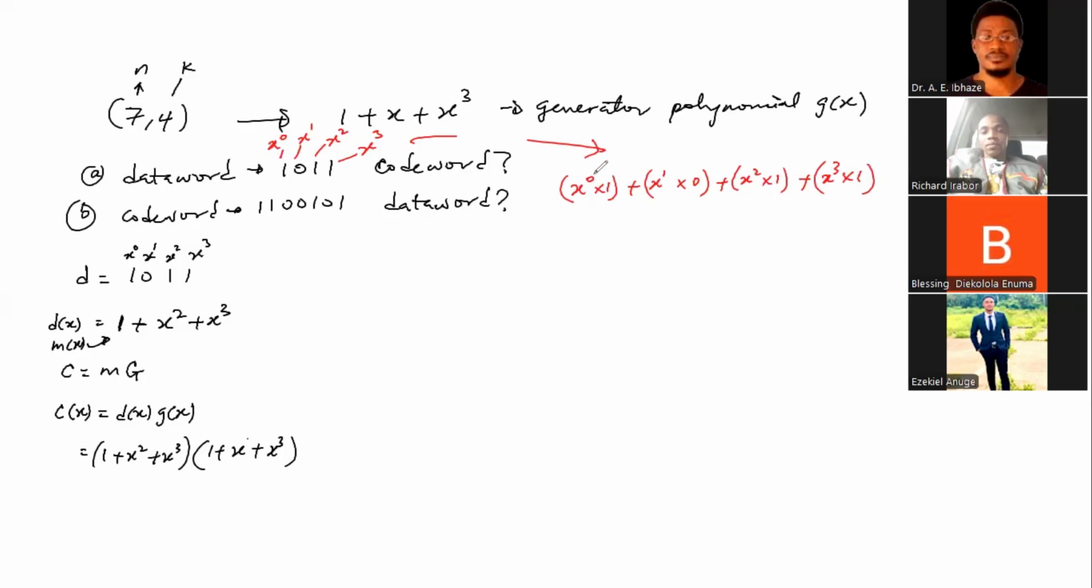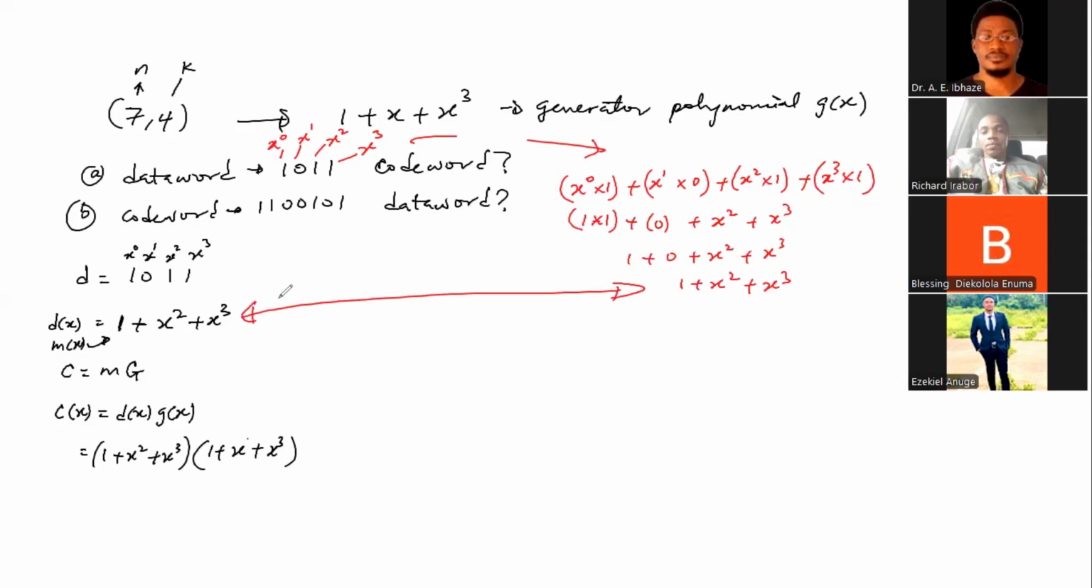Anything to the power of 0 is 1. So this is 1 times 1, plus anything times 0 is 0, so this is plus 0. X squared times 1 is X squared, plus X cubed times 1 is X cubed. So this will now be 1 plus 0 plus X squared plus X cubed. So this will be 1 plus X squared plus X cubed. So that's how we got this. Thank you very much. I understand now. Okay, you're welcome.